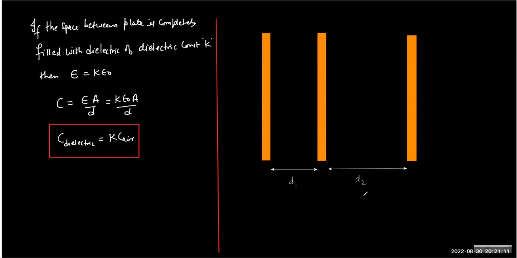This is just for the sake of drawing. If I give some charge here, let's say, and if I'm not giving any charge to the middle one, can you tell me the final distribution of charge?